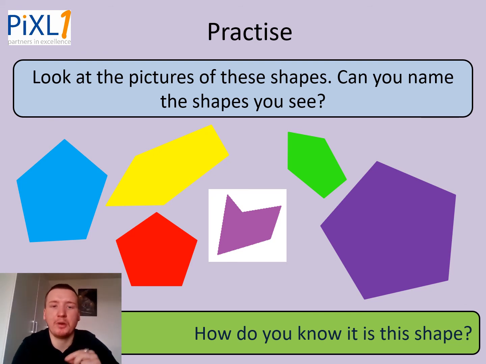I just want to point out that the purple shape is not a square. You need to look closely at the purple sides and the purple vertices to help you come up with an answer of what the name is for that shape. So pause the video and have a go at that activity.